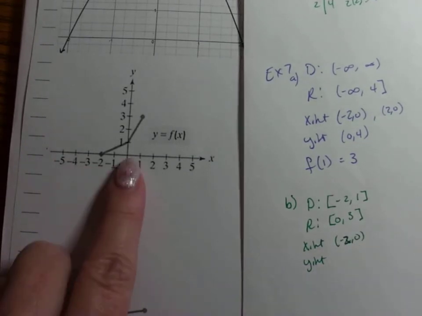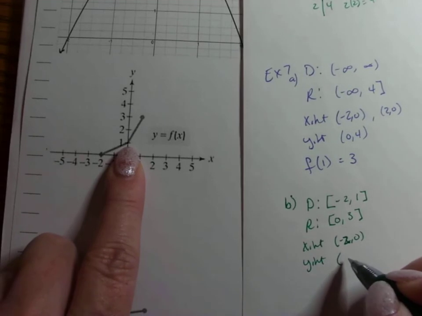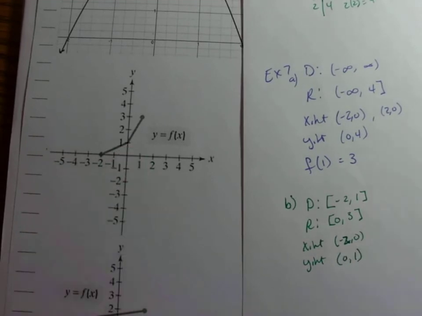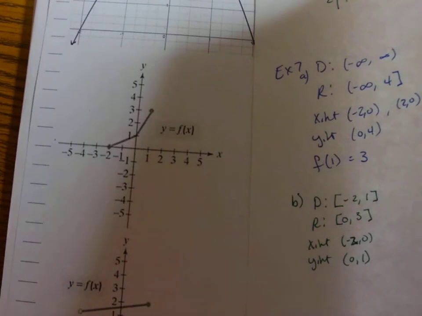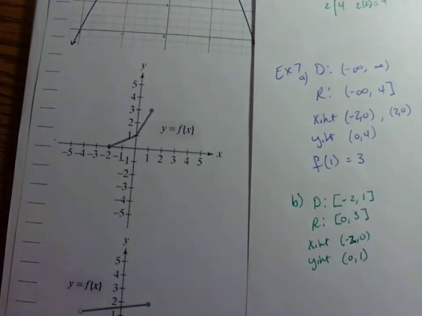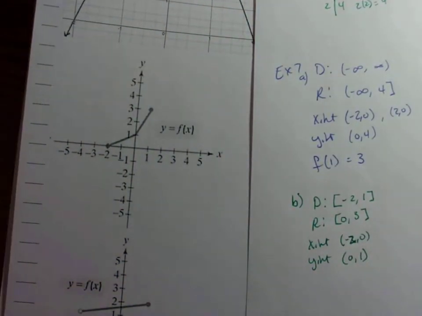And then the y-intercept is at 1. So it will be (0, 1). Okay? All right, and then let's look at our third graph.